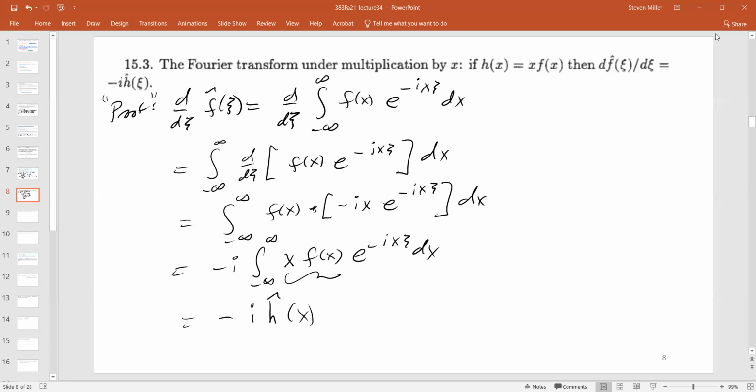So if h of x is x times f of x as multiplication, then the Fourier transform of h is going to basically be the derivative. Again, I've got a minus i over here. I can put it over on the other side and make it an i over here. So there's this really beautiful interplay between derivatives and multiplication. We saw an application of this in solving differential equations. By taking Fourier transforms, rather than having derivative operators, we now have multiplying by polynomials. And multiplying by polynomials is much easier to work with than derivatives.